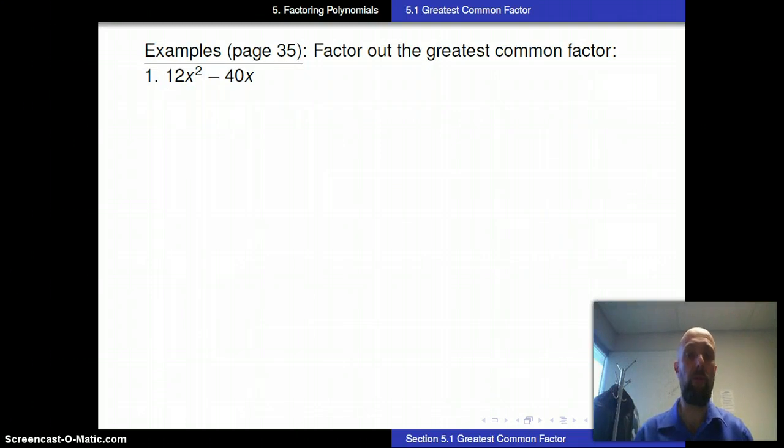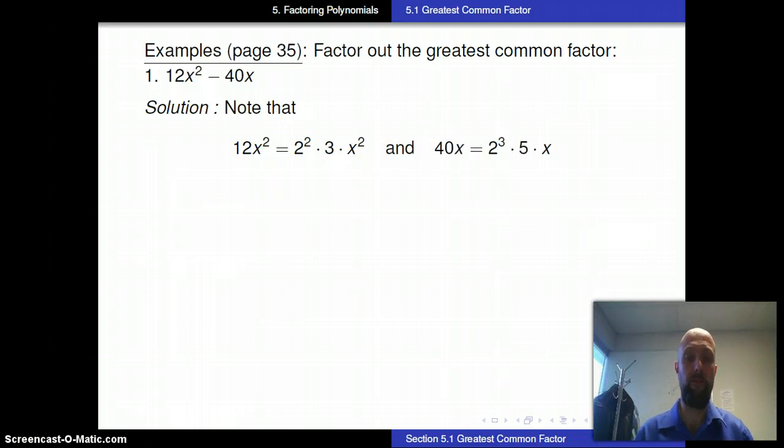Factor out the greatest common factor of 12x squared minus 40x. Note that 12x squared is 2 squared times 3 times x squared, and 40x is 2 to the third times 5 times x. So what do these two terms have in common? The greatest common factor is 2 squared times x, which is 4x.